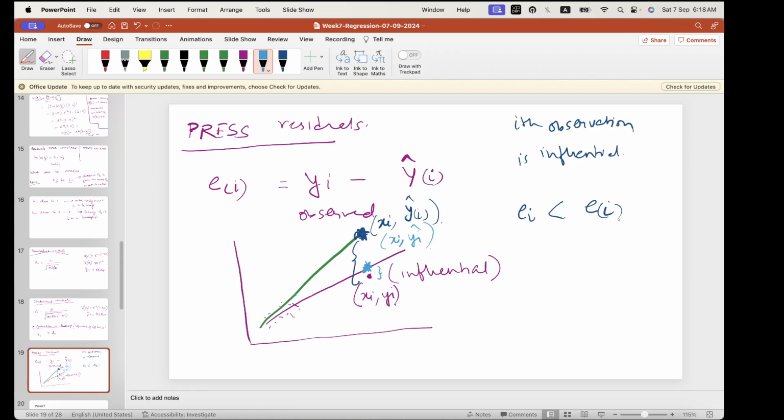And we can show that e(i) can be written as ei by 1 minus hii. So this also shows that e(i) is actually greater than ei.